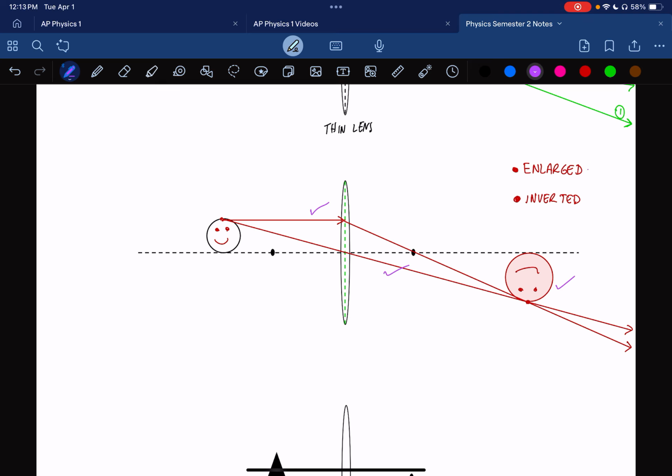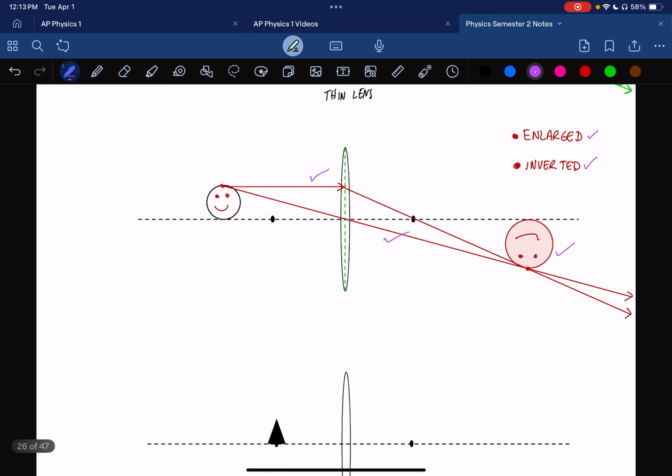And yeah, I think on your quiz, I will tell you to let me know if it's enlarged or reduced, if it is reduced. And you tell me if it's inverted or if it's upright. It's probably going to be inverted. Cool. Let's do another one.